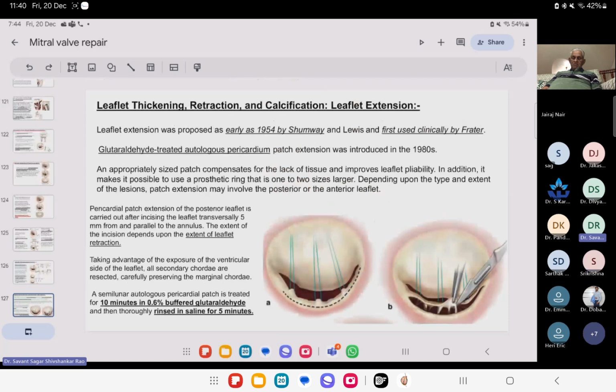Leaflet thickening, retraction, and calcification, treated with a leaflet extension, which was described by Shumway, and first used by Fretter, in which the diseased part of the posterior mitral leaflet is resected and then augmented with a glutaraldehyde treated patch. This glutaraldehyde is treated for 10 minutes in a 0.6% buffered glutaraldehyde and rinsed in saline for 5 minutes.